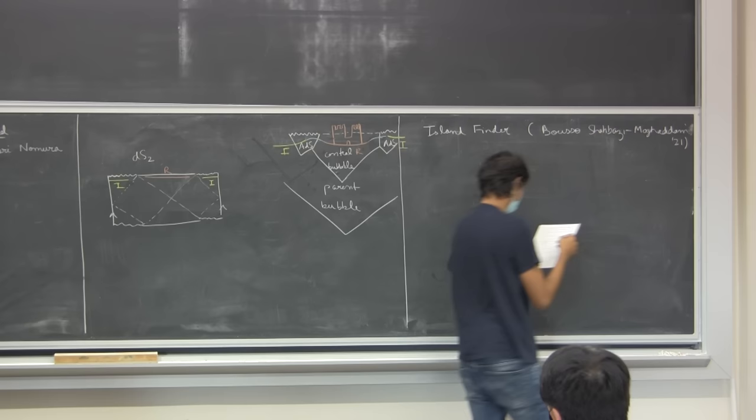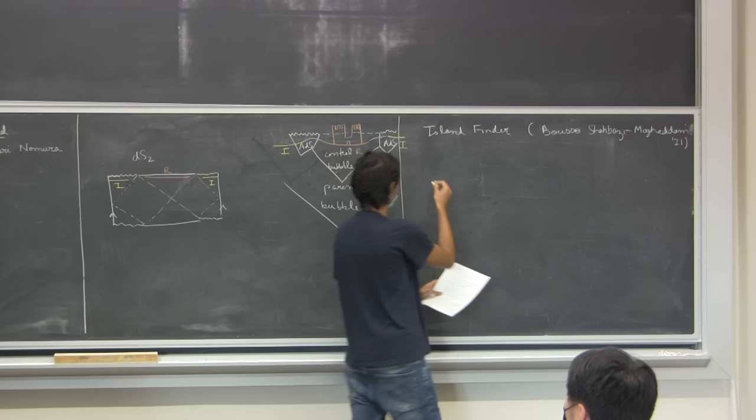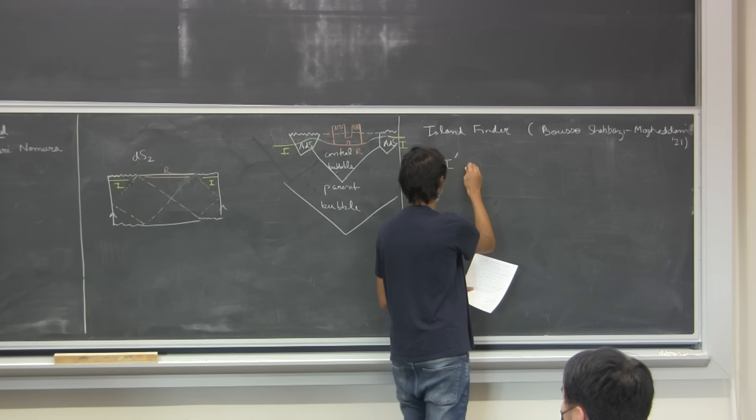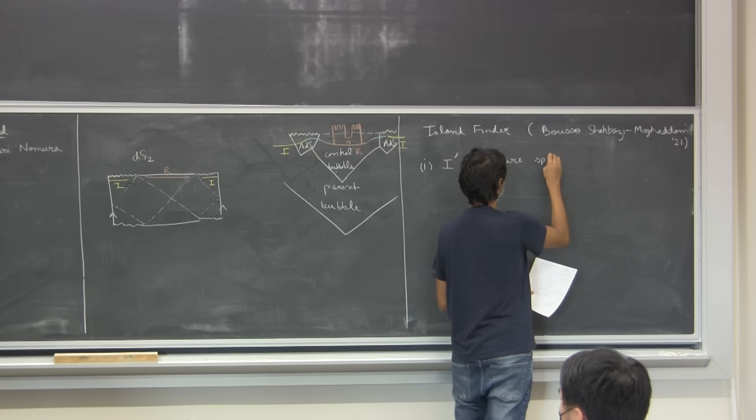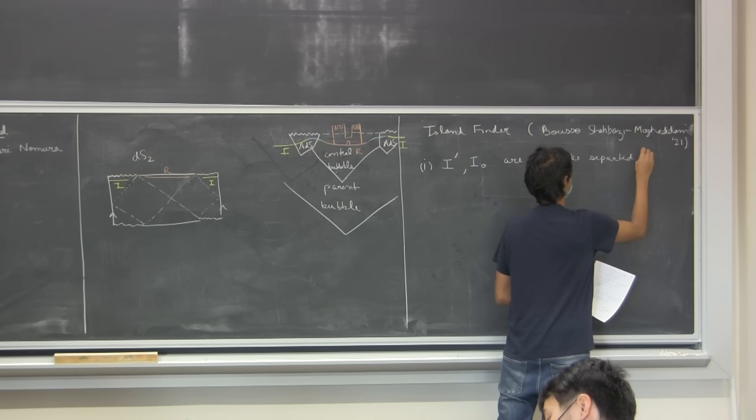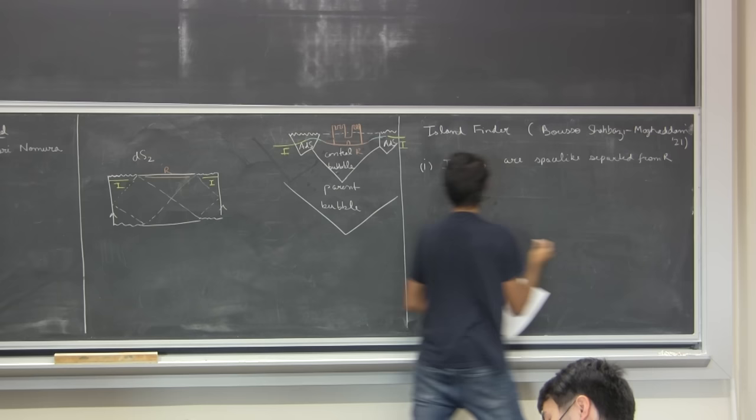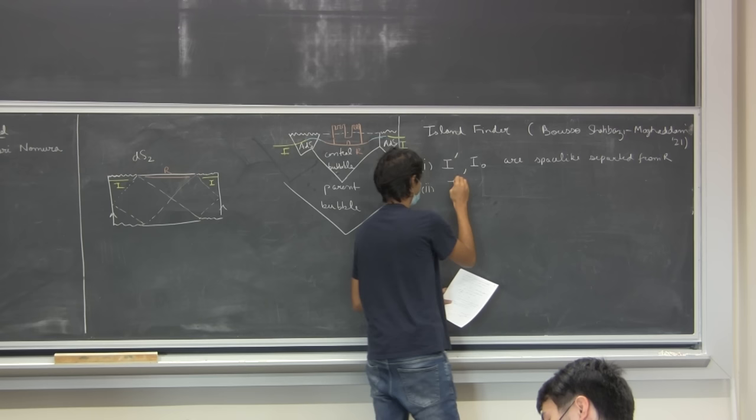So the island finder tells us that if for a region R, you can find I and I prime such that the following conditions are satisfied. So there are a lot of conditions. The first condition says that you can find some I prime and I naught, which are space-like separated from R. The second condition tells us that I prime belongs to the domain of dependence of I naught.